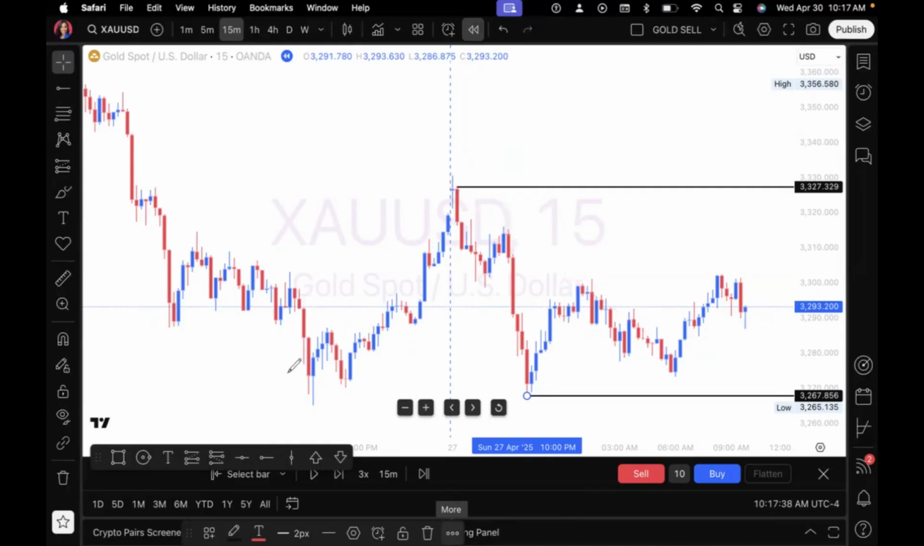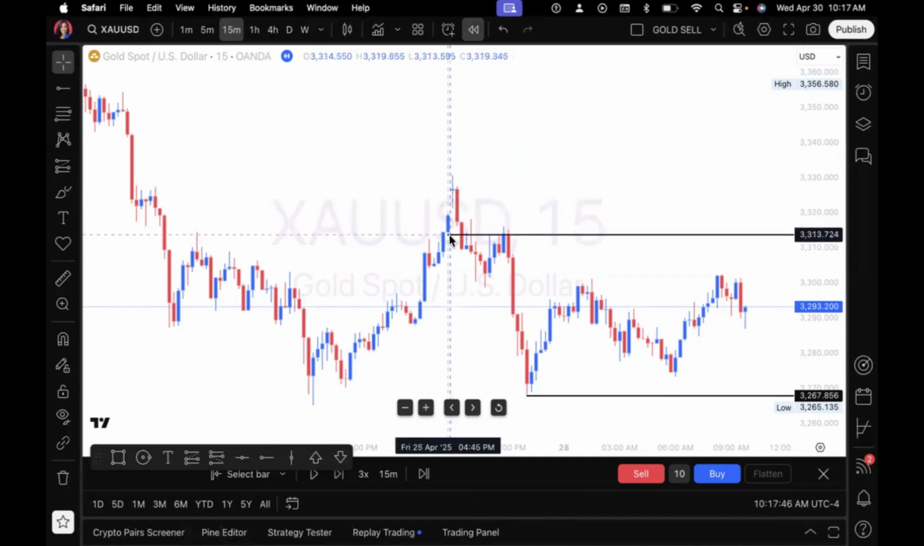Now, if you were looking at a buying trend, it would be the opposite, where in this case, price would open at the bottom. So we're going to look at this blue candle here.